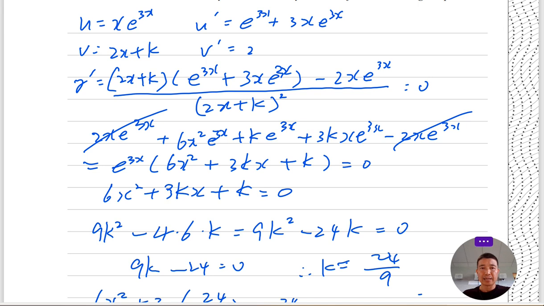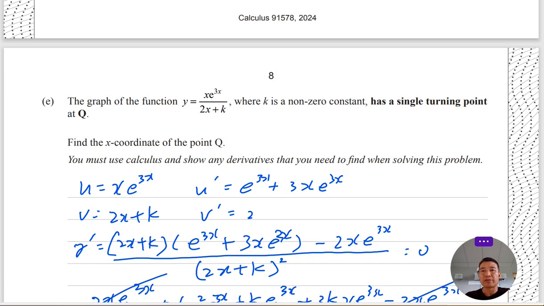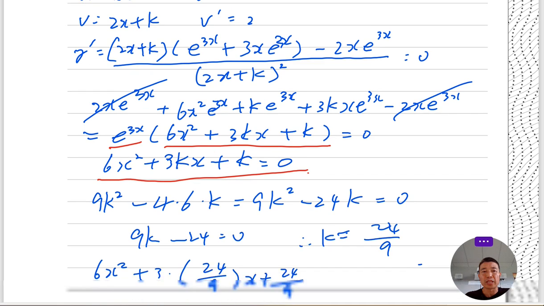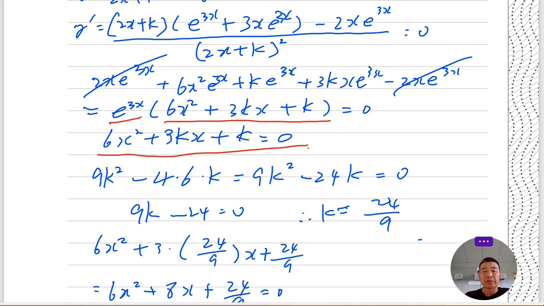e to the power of 3x, bracket 6x squared plus 3kx plus k equals 0. E to the power of 3x can't be 0, right? Because it's an exponential function. So inside the bracket must be 0, right? That's the only chance. So this quadratic must be 0. And do you remember? It has only a single turning point. So this quadratic equation has one solution. That means the discriminant is 0, isn't it? That's why I said this. So b squared minus 4ac equals 0. So that means k is 24/9.